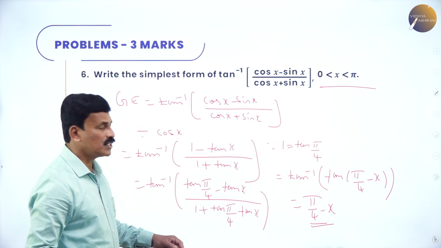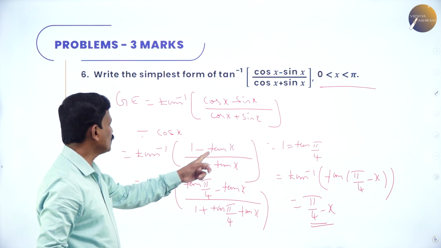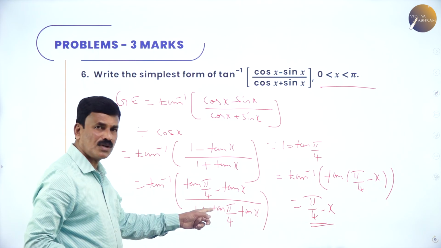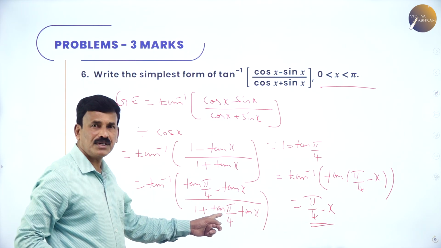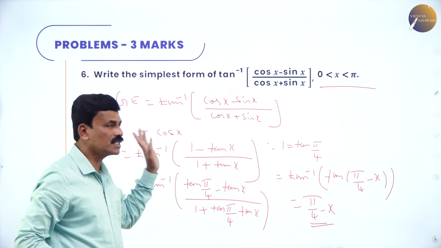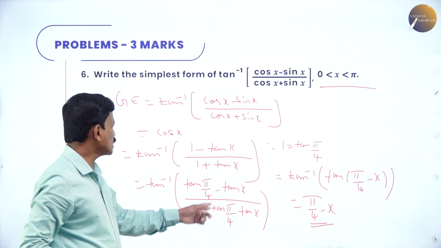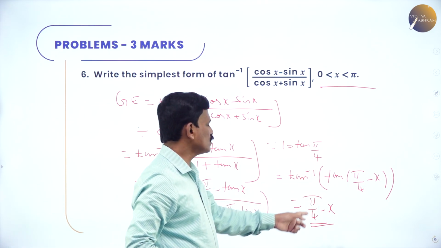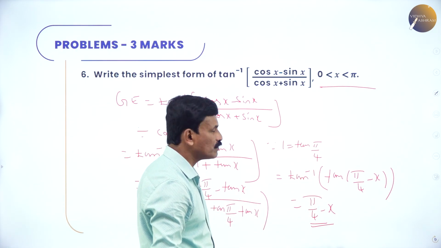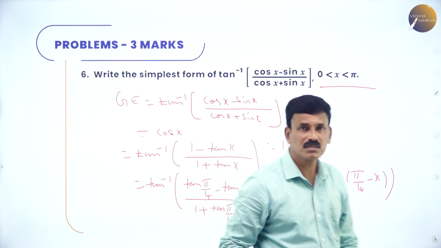Same as that of the previous problem. So 1 is tan pi by 4, minus tan x divided by 1 plus, 1 can also be written as tan pi by 4 into tan x, because here tan 45 is 1, into tan x is tan x. So tan A minus tan B divided by 1 plus tan A tan B is nothing but tan of A minus B. Tan inverse gets cancelled. That's equal to pi by 4 minus x, the simplest form. That's it. Hope you followed.